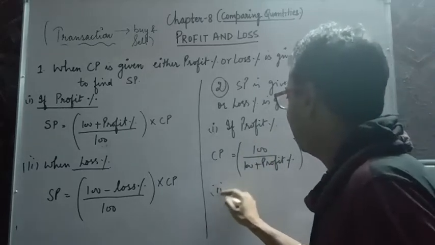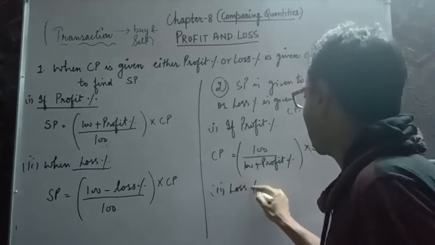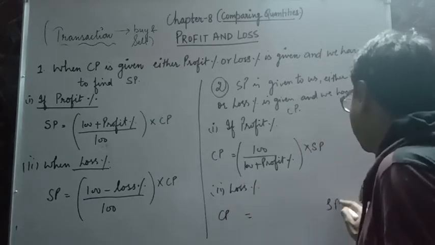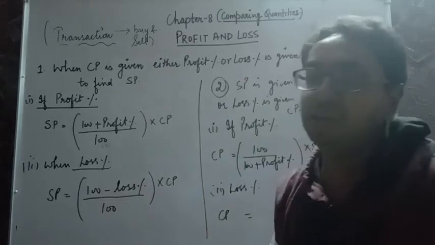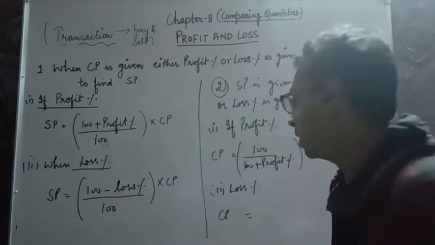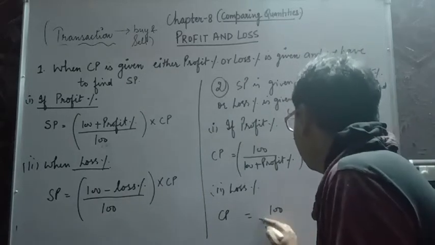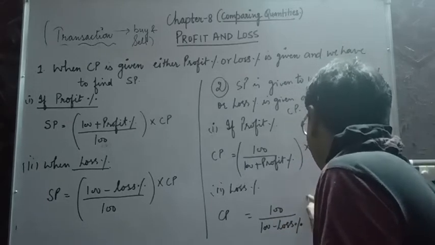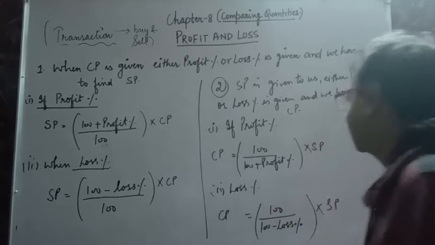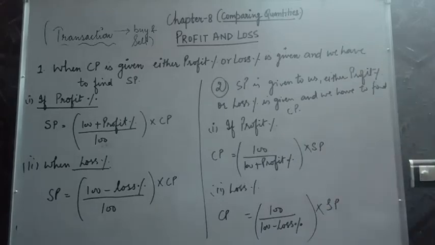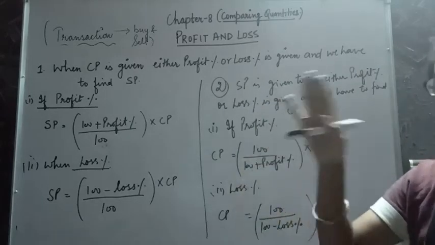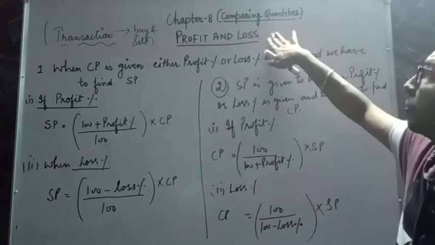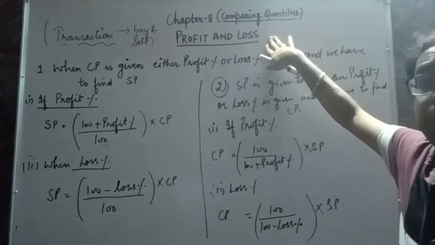Second, if loss percent is there, what is CP? Interchange the CP and SP positions, and the numerator becomes the denominator, denominator becomes the numerator. That is why 100 upon 100 minus loss percent, because loss is always subtracted. Are we clear? So these are the four formulas, and with the previous ones, these 8 formulas completely cover your profit and loss topic.